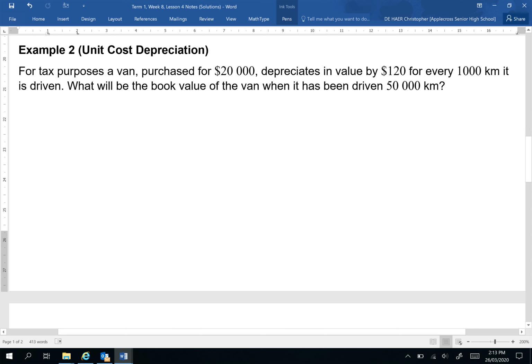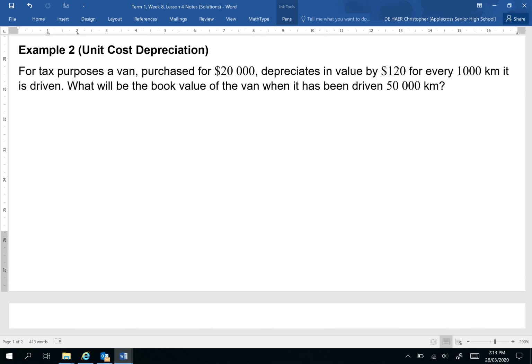In example 2, we've got what's called unit cost depreciation. Unit cost depreciation is when an item loses value for every time it's used. So it could be, for example, for every kilometre a vehicle's driven, or if it was a photocopier, it could be for every photocopy it produces, etc. So for tax purposes, a van purchased for $20,000 depreciates in value by $120 for every 1,000 kilometres it is driven. What will be the book value of the van when it has been driven 50,000 kilometres?